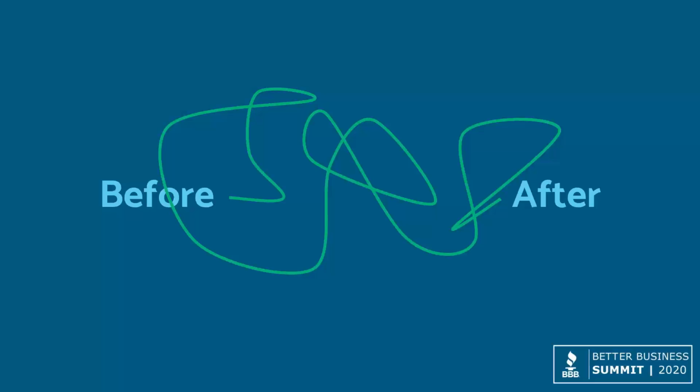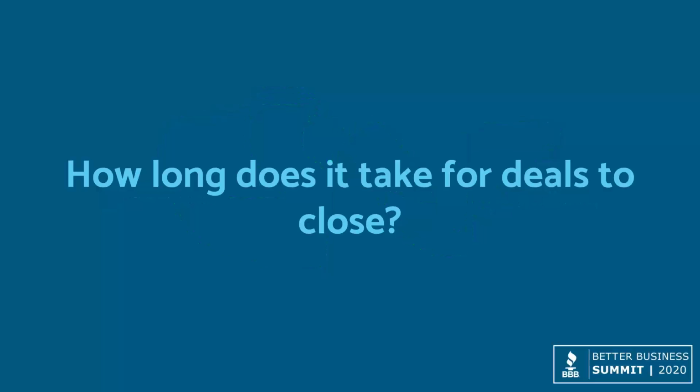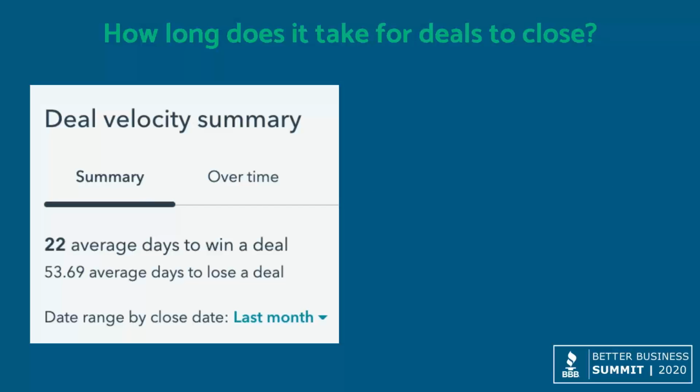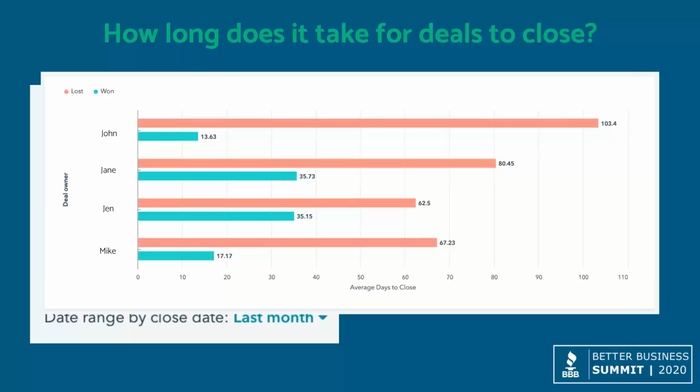But now, when Melanie gets asked a question like, how long does it take for deals to close? She's able to say, well, if you look at deals that closed last month, it took about an average of 22 days for our deals that were closed won. But interestingly, it took about 54 days on average for a deal to close that was lost. And I can actually break that down for you by individual reps. So I can see that some of our reps are closing deals much faster. Some of our reps are closing deals much slower.